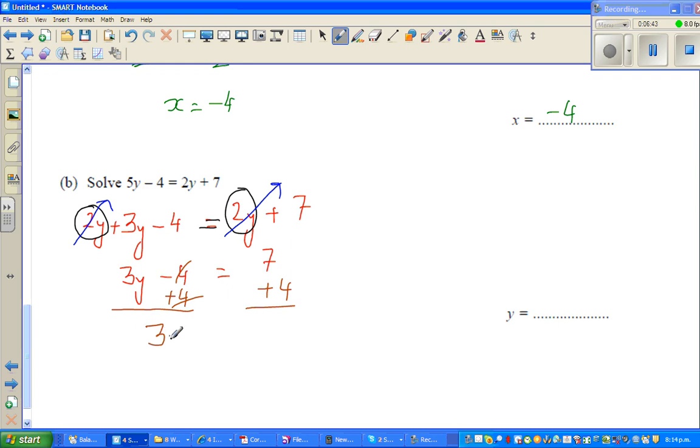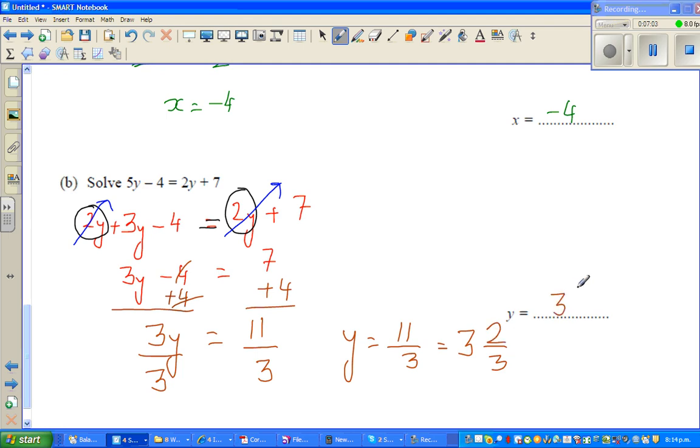This is 3y is equal to 7 plus 4, which is 11. And the last step is you have to divide this side by 3, so you have to divide this side by 3. So y is 11 over 3, which is 3 goes into 11 3 times with a remainder of 2. So y is 3 and 2 thirds, or if you want to write it as a decimal, this is 3.66 recurring. Okay, see you in the next video.